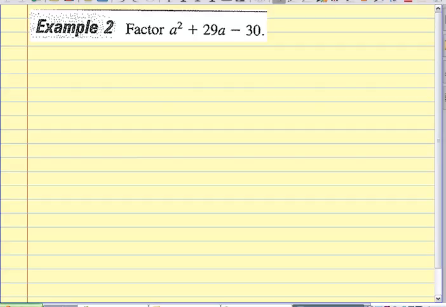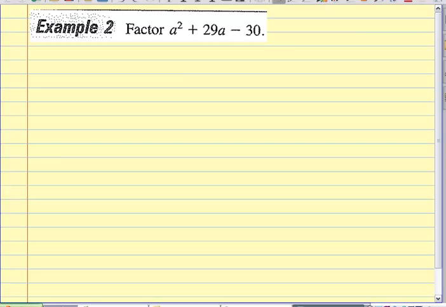Okay, folks, in this one it just says factor a squared plus 29a minus 30. Now look, just before we get started, you're looking at the back number, Cameron, and it says negative 30, right? What's the middle number, Cameron? Positive 29 or negative 29? Positive.